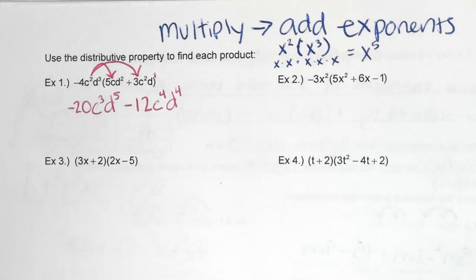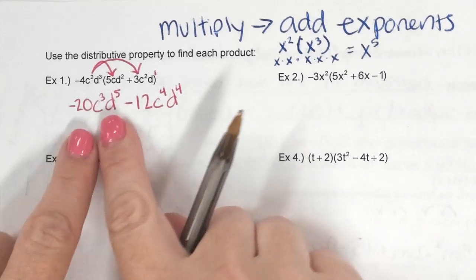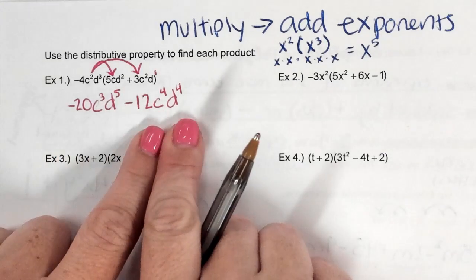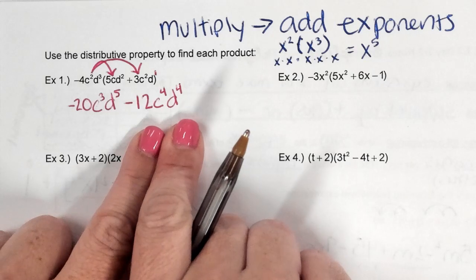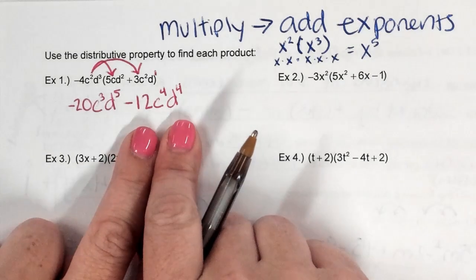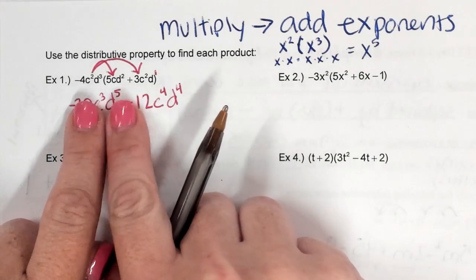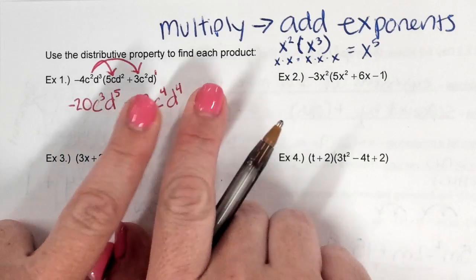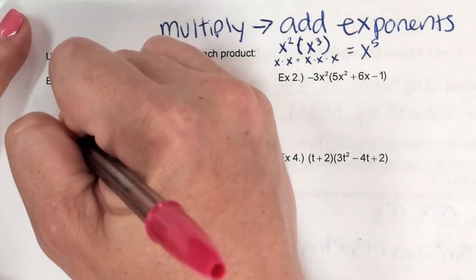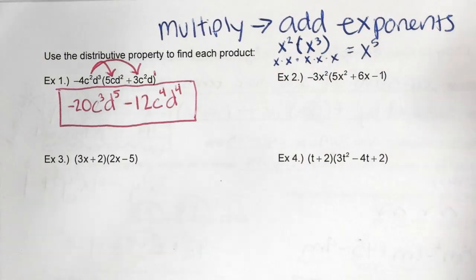Now, is this in order? No. It's kind of a trick question. Could I flip it and it still be in order? Yes. What's the degree of this term? And what's the degree of this term? 8. It's kind of a trick question, you see what I mean? So it is in order, but you could flip it and it would still be in order. Because remember, you add your exponents for each term. So 5 plus 3 is 8. 4 plus 4 is 8. So the order's fine. However, if you flipped it thinking it was out of order, would you still be right? Yes. But be very careful with that.